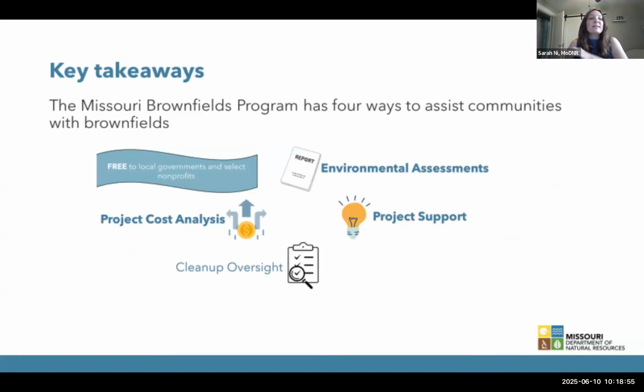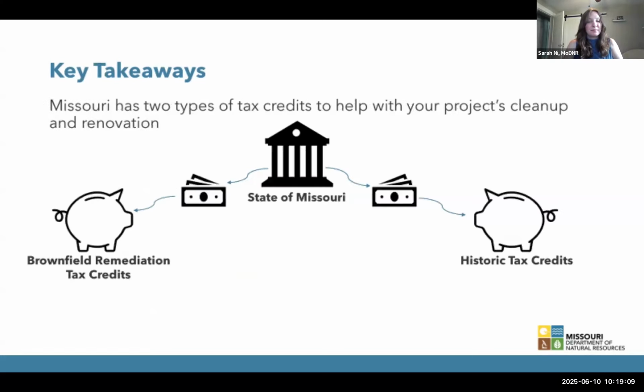So a few takeaways to just wrap this up. Just a reminder, we have 4 ways here at Missouri Department of Natural Resources to assist communities with brownfields. We can do environmental assessments, project cost analysis, project support, and cleanup oversight. And then we have 2 types of tax credits. We have the brownfield remediation tax credits and the historic tax credits to help with your project's renovation and cleanup.